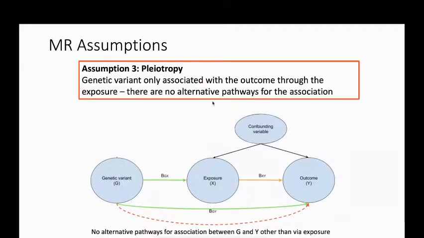And the final assumption is related to pleiotropy, and as we discussed last day, pleiotropy describes alternative paths between the genetic variant and the outcome. For a valid MR study, there can be no alternative pathway between the genetic variant G and the outcome Y, except through the exposure X. Okay, so there are no alternative pathways for that association to occur; the only way the genetic variant G can affect Y is through X. And that's quite a critical assumption. We can do some statistical tests to investigate this as well.